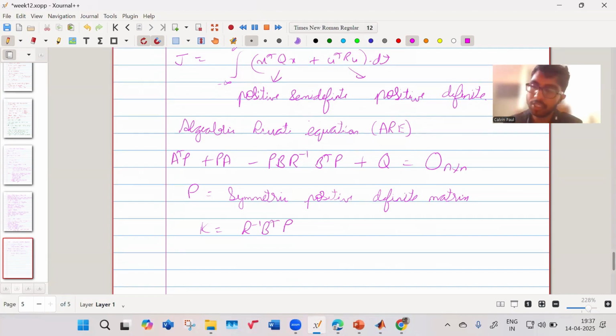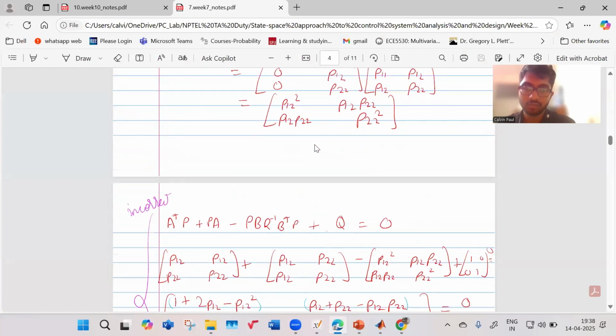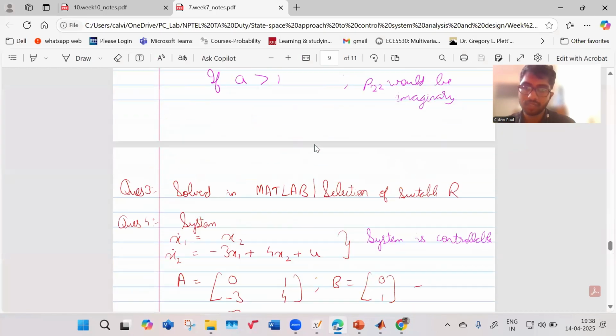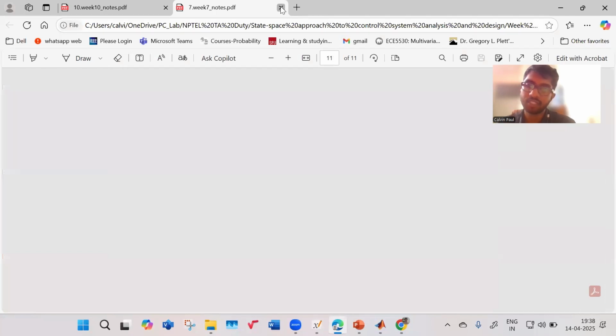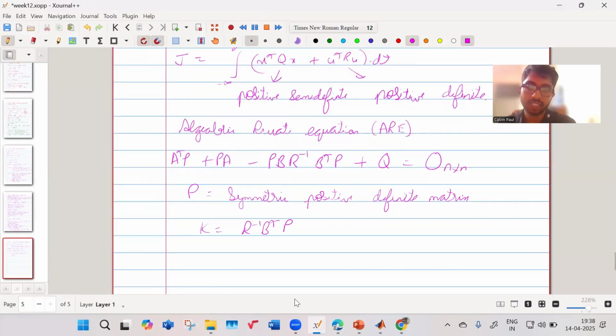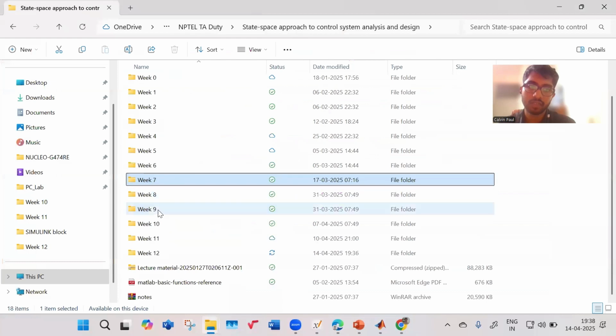So these are important equations which you must remember. These are very much required for you. And this is what LQR is all about. We have to select some R, we have to select some Q, which might be provided, and you can find P using the algebraic Riccati equation. So this is week 7. Now let us go to week 8.